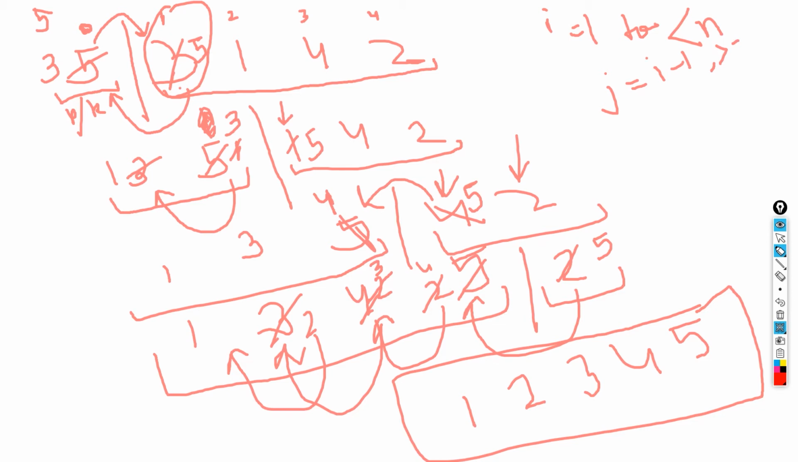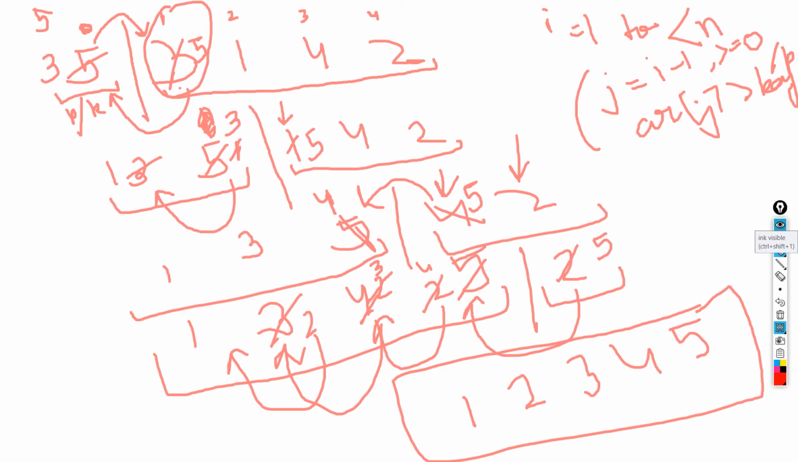So this runs until j is greater than or equal to 0, and until array of j is greater than the key, or the pointer, whatever you want to call it. If this is the case, then we are going to swap the two elements, array j and array j plus 1. We're not exactly swapping, but what we are doing is we are putting this over here and then this comes over here. All right, so now moving ahead to the coding part.